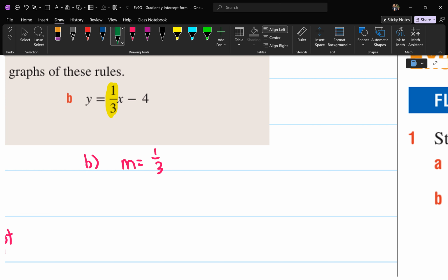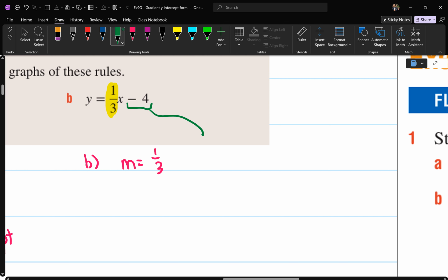And then C, what's C? Be careful, the sign matters. C is equal to -4. Not 4, -4. All right, so that's your y-intercept. When x is 0, y is going to be -4.